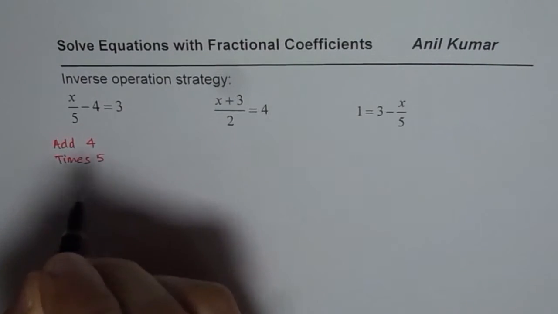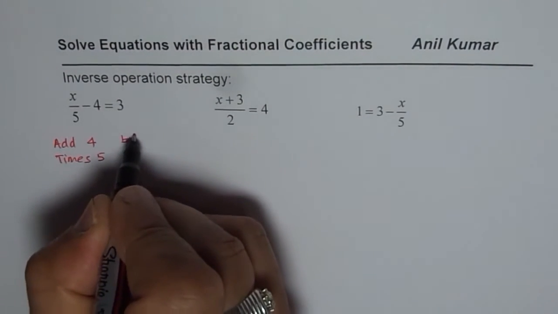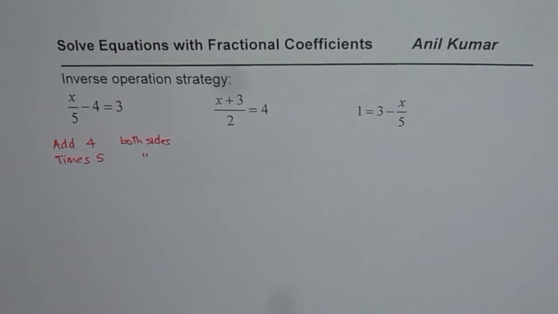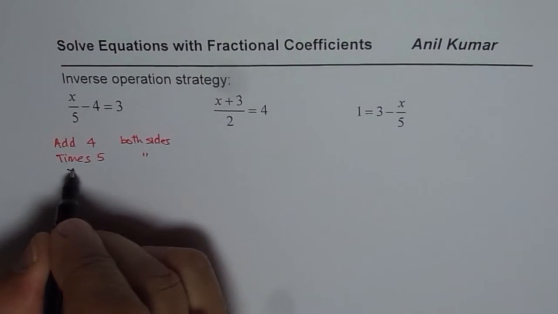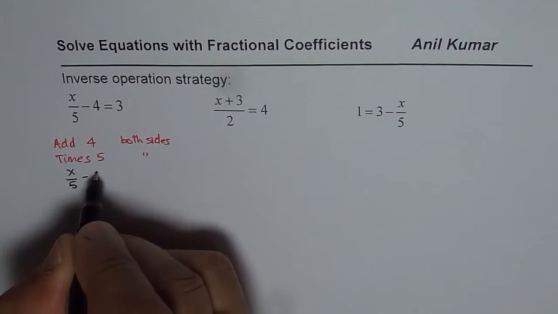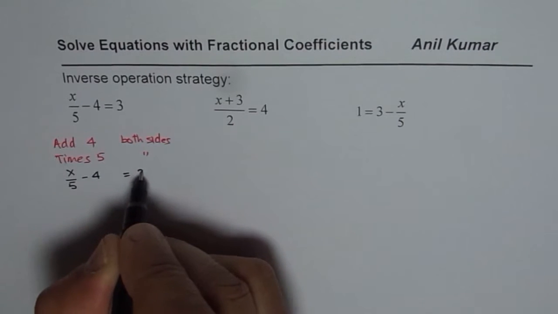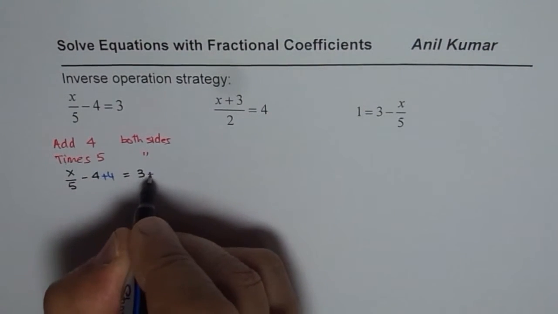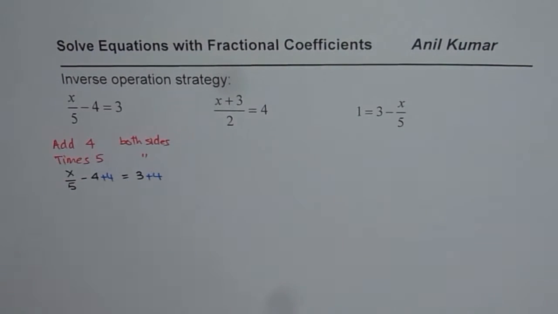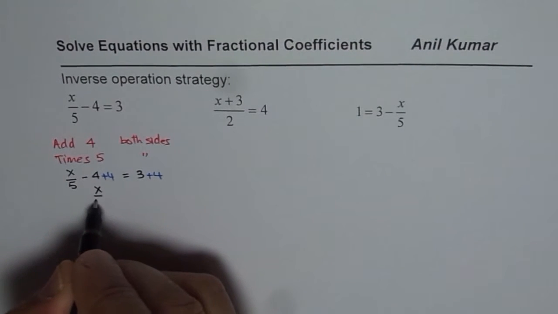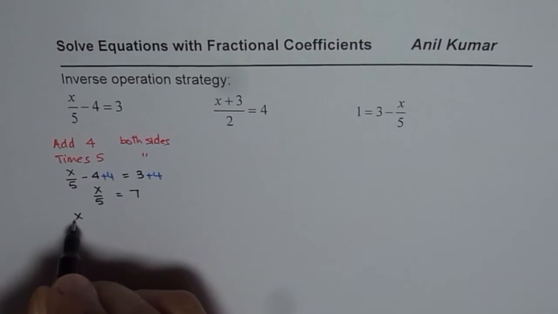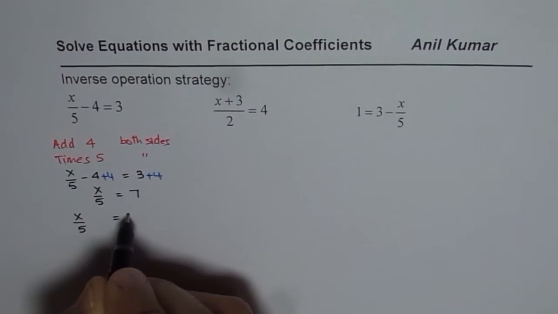Whatever we do on one side, you have to do on both sides, so you should write both sides. Is that okay? So that is how it will be solved. So let's follow these steps. We have x divided by 5 minus 4 equals 3. We are going to add 4, so let me write plus 4 on both the sides. So once you do that, you will get x divided by 5 equals 3 plus 4, which is 7.